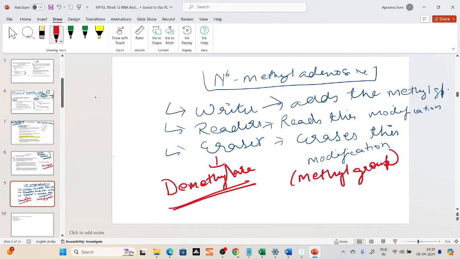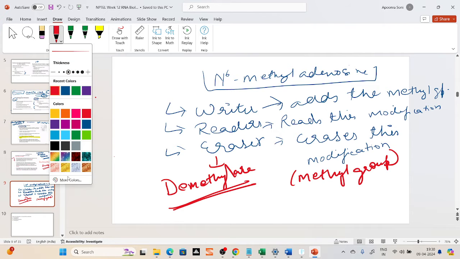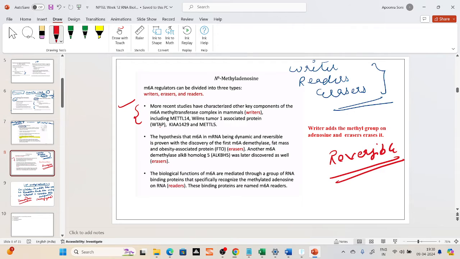So erasers are demethylases, which remove the methyl group. These modifications are dynamic, which means they can be reversed, and they are reversed with the help of erasers. One such example is FTO. Another m6A demethylase is ALKBH5, and these are known as erasers.